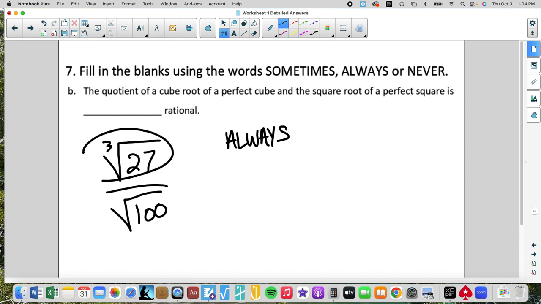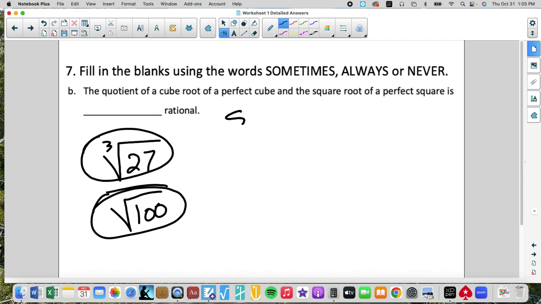This is going to be a whole number. This is going to be a whole number. Any number over a whole number is always... It says sometimes, though. Why would it not? The quotient, that's the division of a cube root of a perfect cube, which is going to produce a rational, and the square root of a perfect square, rational divided by a rational. Are there rationals that, when divided by a rational, don't make any sense? I think I know: sometimes.